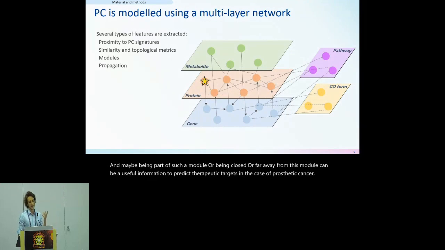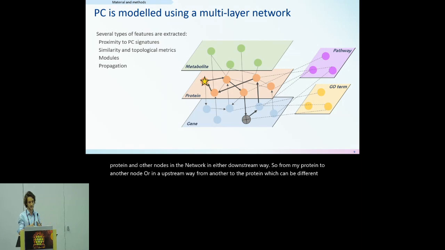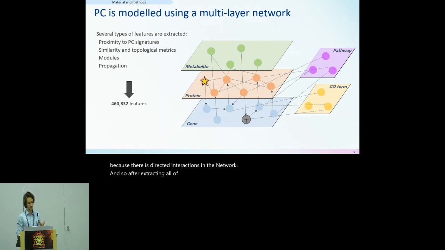And finally, propagation-based methods, which basically calculate the distance between my star protein and other nodes in the network, either in a downstream way, from my protein to another node, or in an upstream way, from the node to the protein, which can be different because there are directed interactions in the network. And so after extracting all of these features, I end up with more than 460,000 features. So it's quite a lot of features.